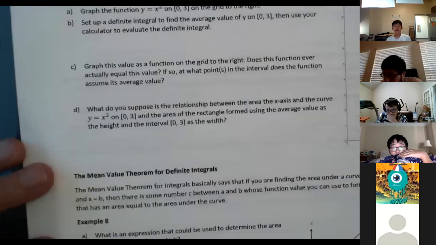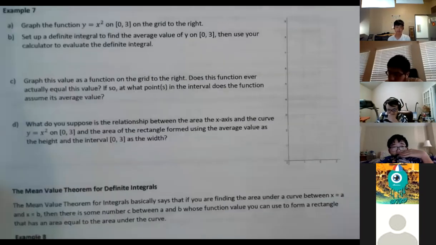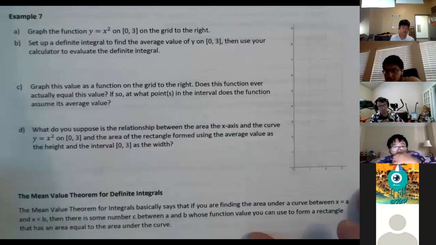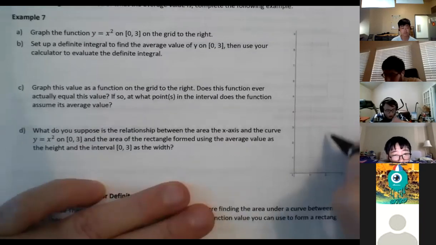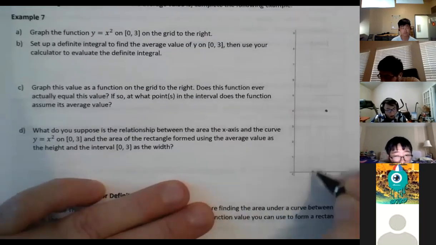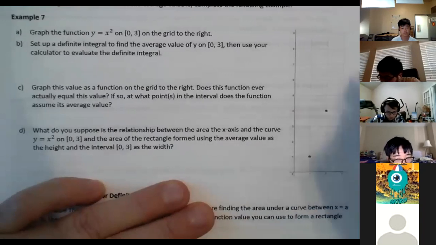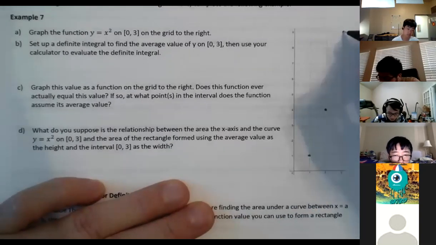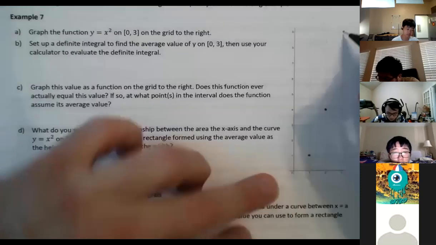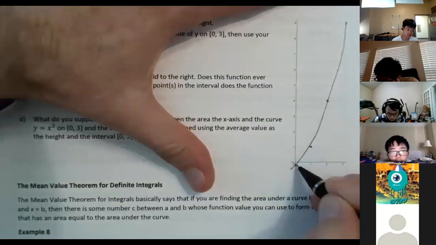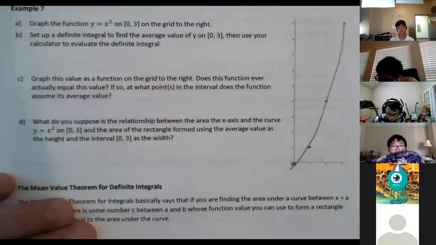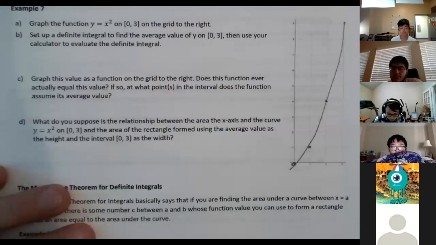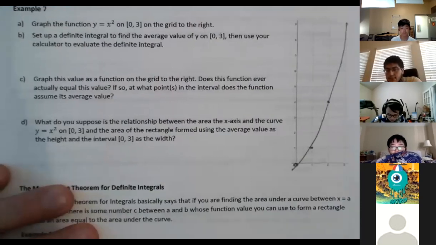Example 7 says the following. I'm going to try to do this example together. It says graph the function x squared on this interval. So x squared is going to be, when x is 2, then it's going to be 4. When x is 1, it's 1. When x is 3, it's 9. Right? So basically, it's going to be this graph. That's x squared. All right, so that is my function on that interval.